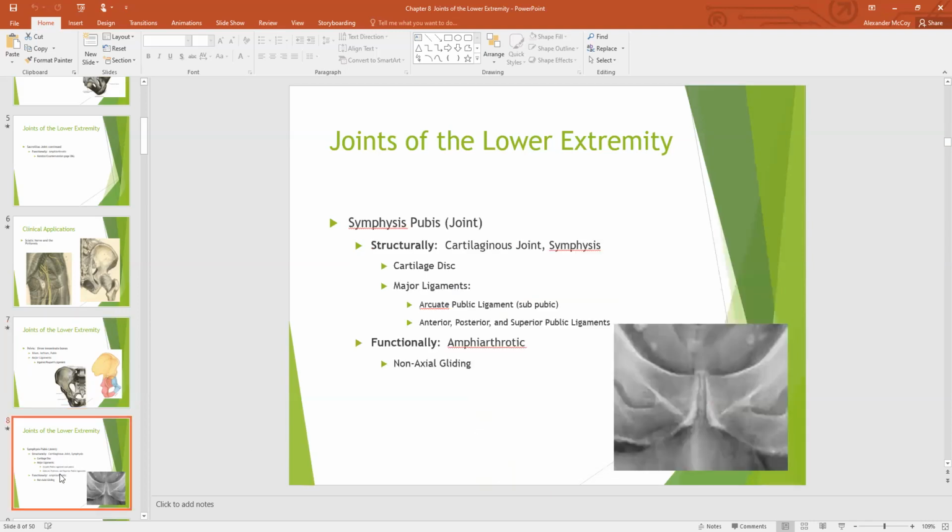Next up, we have the pubic symphysis joint. This is structurally a cartilaginous joint because if you remember, you have that cartilaginous disc that sits between the two pubic bones that are forming together. Seen right here. It's a cartilaginous disc, and then of course we have a lot of ligaments around there. Functionally, it's amphiarthrotic. It has a non-axial gliding, so it can glide up and down, left to right, wherever.